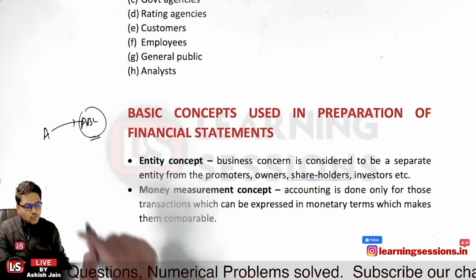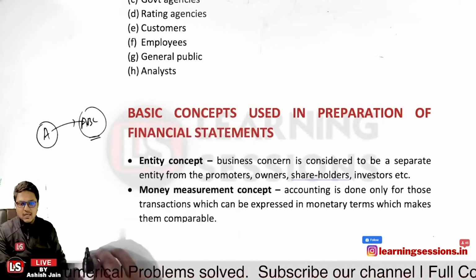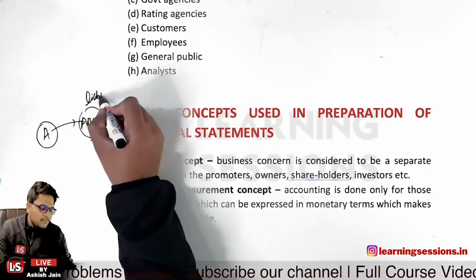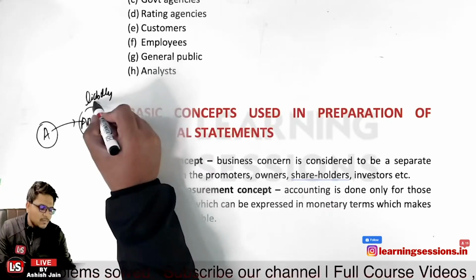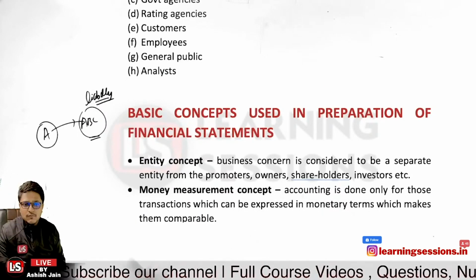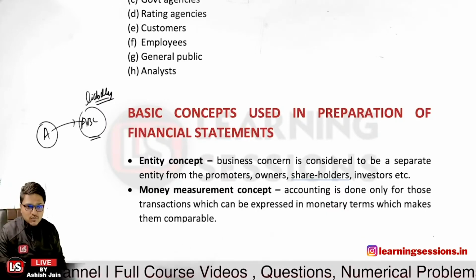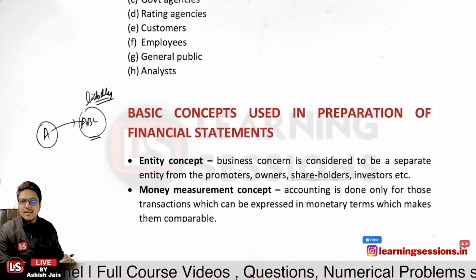So whatsoever the capital which has been basically invested by person A, that's a liability for the firm ABC. Why is the capital a liability? Because it's a liability on the firm that it has to repay the amount back to the promoters, back to the investors over there. Then it is the money measurement concept.